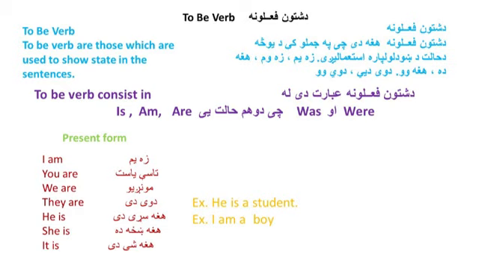To be verbs. To be verbs are those which are used to show state in the sentence.